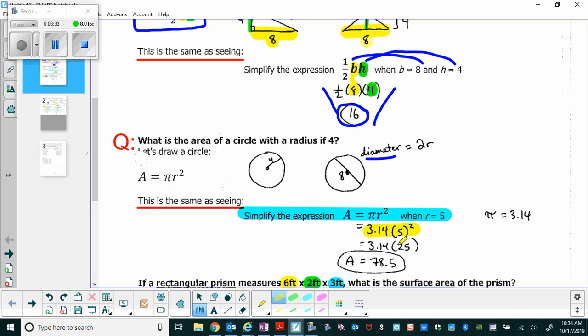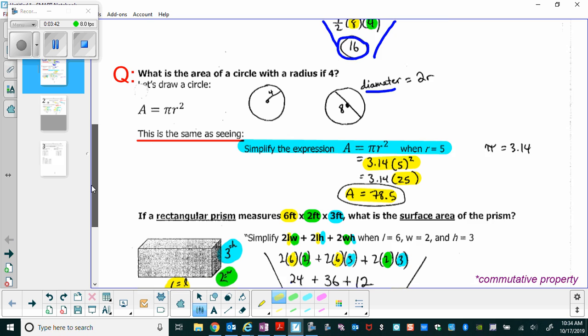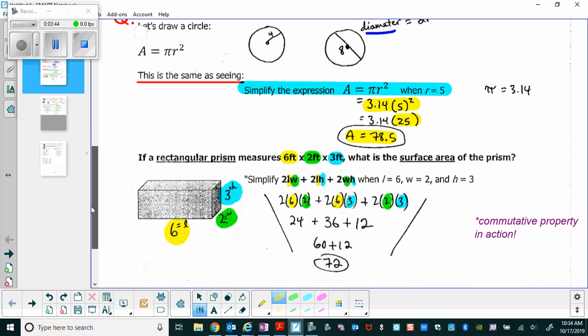And you knew to do the exponent first using PEMDAS: 5 times 5 is 25, and then you multiplied by 3.14 to get the area. For the last one that you might have seen in elementary school, the surface area of a rectangular prism. And what we mean by surface area is that we want to cover up every single face of this rectangular prism.